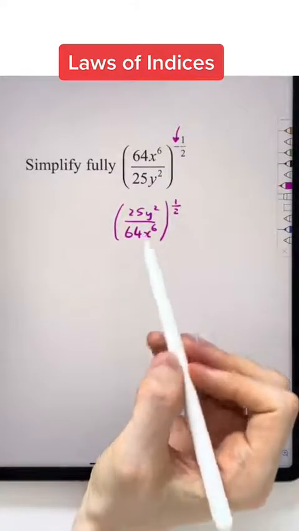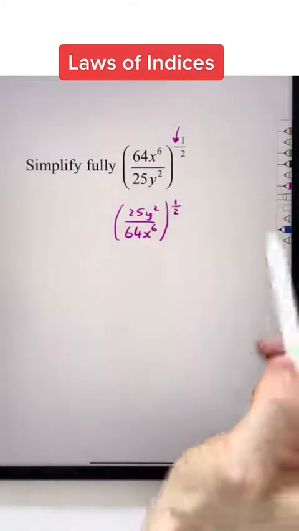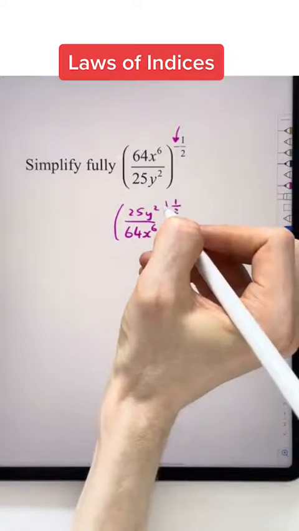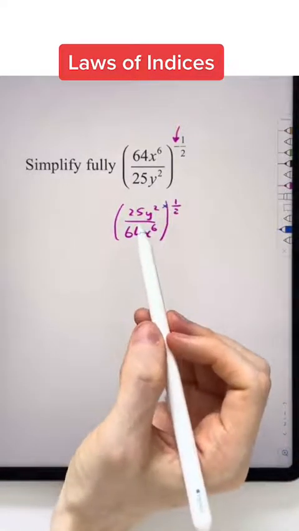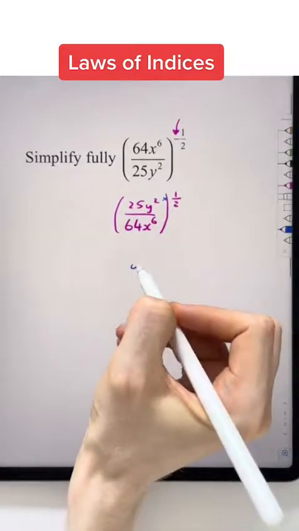Applying the power to both the top and bottom of my fraction separately, I know that I've got a power raised to power, I multiply. 2 times a half is 1, and anything to the power 1 is just itself. Hence I'm just going to have y.